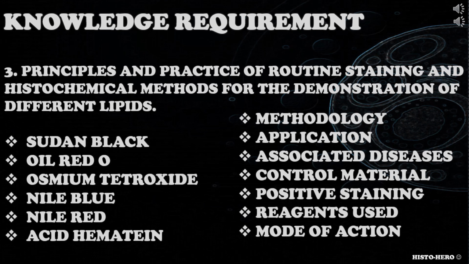When addressing this knowledge requirement, candidates should consider the stains highlighted in the indicative repertoire and stains used in their department like oil red O for neutral fats, Sudan black for broad-spectrum lipids, osmium tetroxide for unsaturated fats, Nile blue for neutral fats and acidic lipids like fatty acids, Nile red for lipid droplet imaging, acid hematein for phospholipids, the principles of those stains, their methodology, the practical application of those stains, reagents used and why they are used, control material, positive staining, associated diseases and so on.